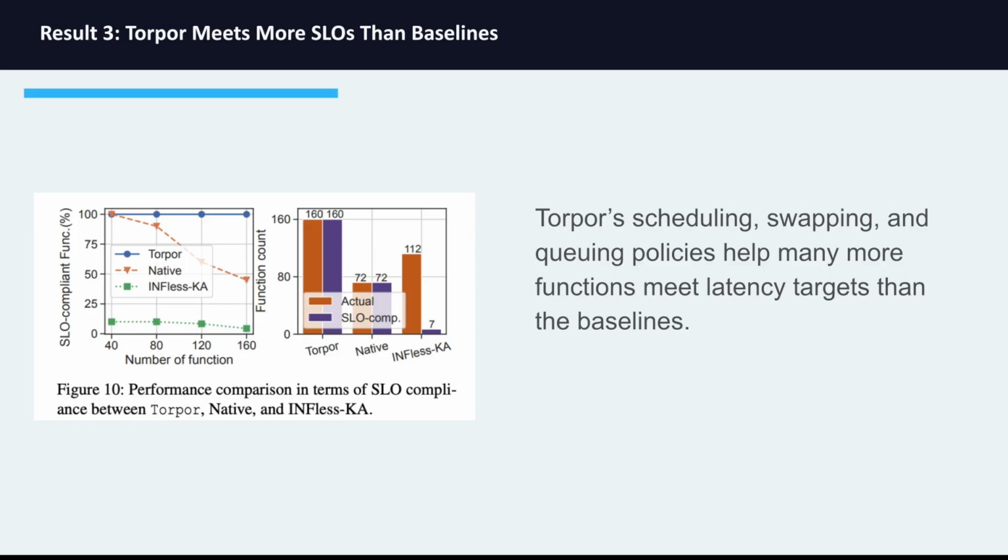The graph on the left, the x-axis is the number of functions, the y-axis is the percent of functions meeting SLO. And you can see that Torpor maintains 100% through the whole thing here, through each number of functions. Meanwhile, native and INFless either start at 100, like native, and then move down slowly, or never make it up there. And on the right, Torpor is the only system that scales while meeting latency guarantees.